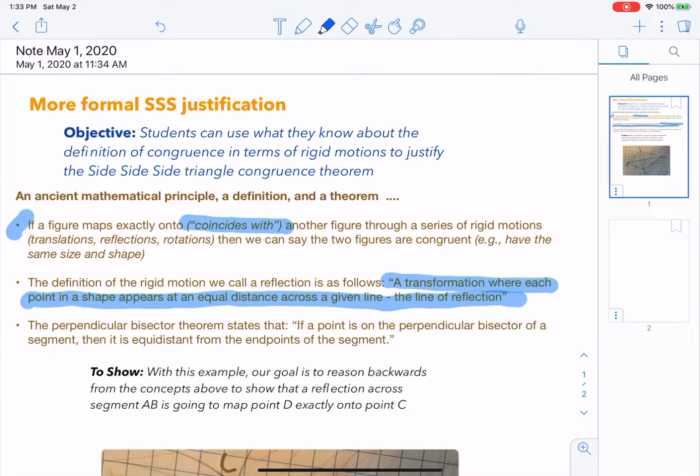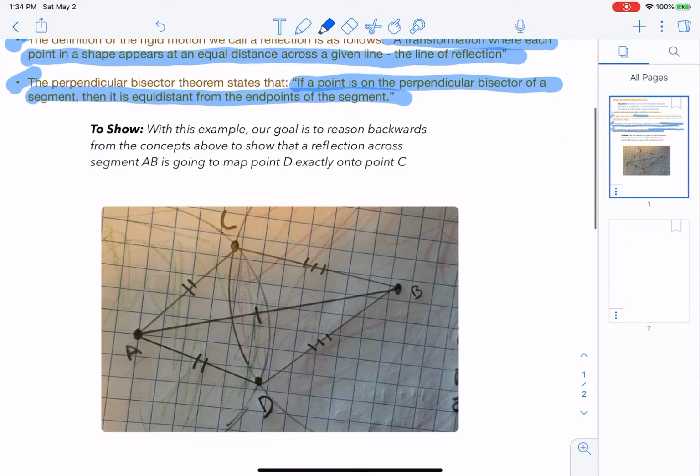And then finally, in a previous video, I taught you about the perpendicular bisector theorem. I'll mark this little bullet point here too. As you'll hopefully remember from the last video, it just says that if a point is on the perpendicular bisector of a segment, then it is equidistant, the same distance, from the endpoints of the segment. So those are the conceptual tools we're going to use to show that the two triangles we have here, that you saw in the previous video, are congruent. Those are triangles ABC and ABD.